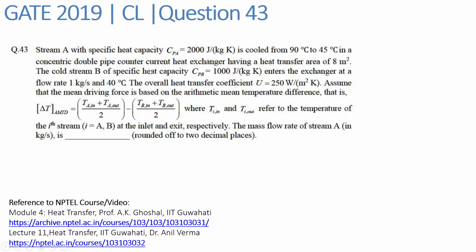So for this given double pipe countercurrent heat exchanger, we have been given this AMTD, so we don't have to use the log mean temperature difference. We have to use this arithmetic mean temperature difference as the mean driving force in this question. And the mass flow rate of A we have to find in kg per second.